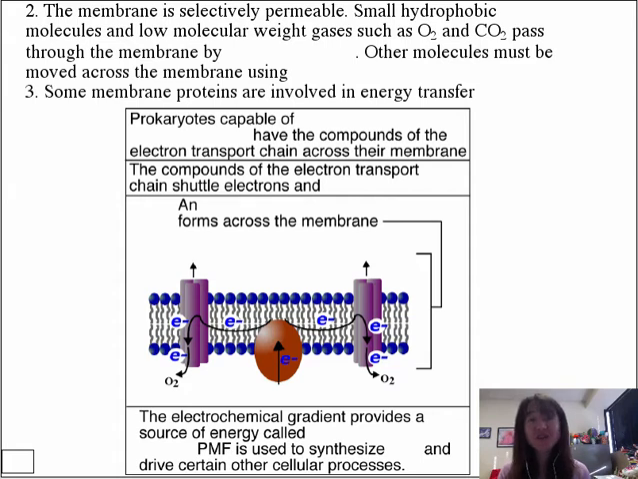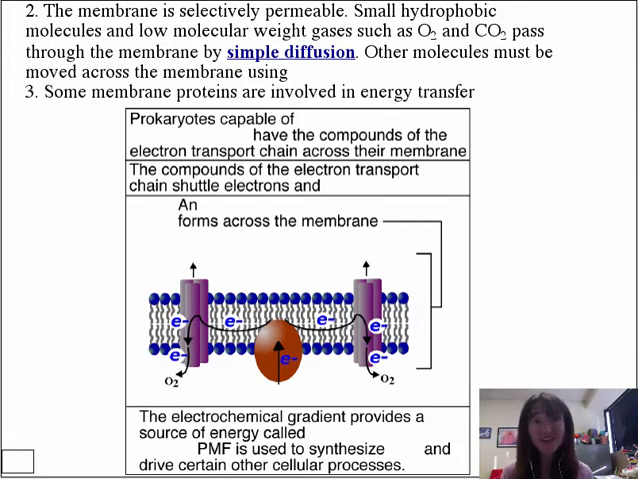So small hydrophobic molecules with low molecular weight, such as gases, such as oxygen, carbon dioxide, these can pass through via simple diffusion. They follow their concentration gradient, meaning they go from areas of high concentration to areas of low concentration. Now, other molecules, of course, require transporters.